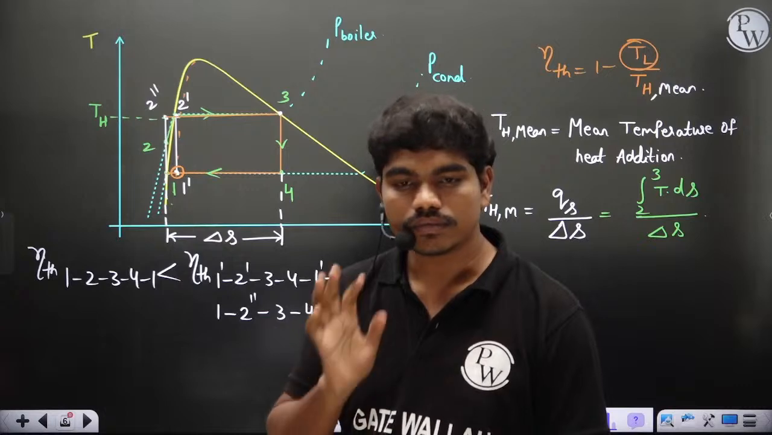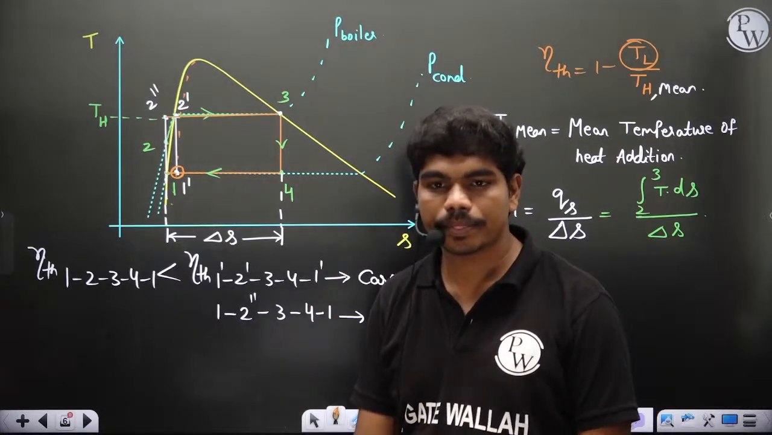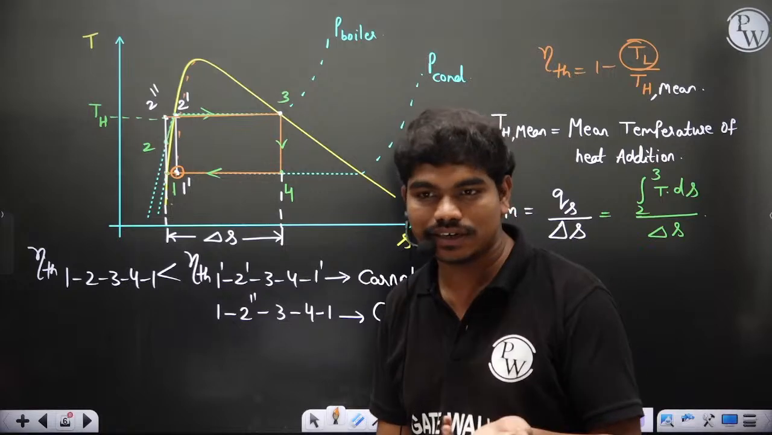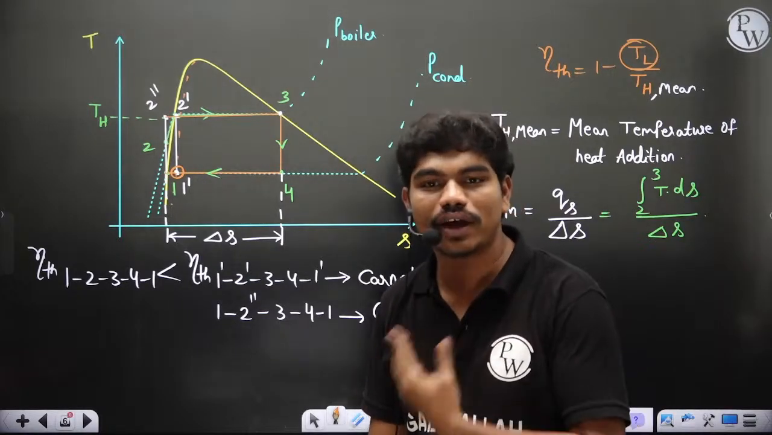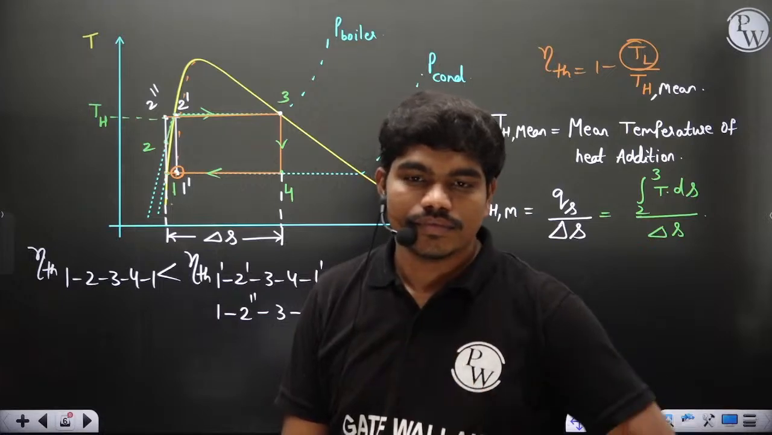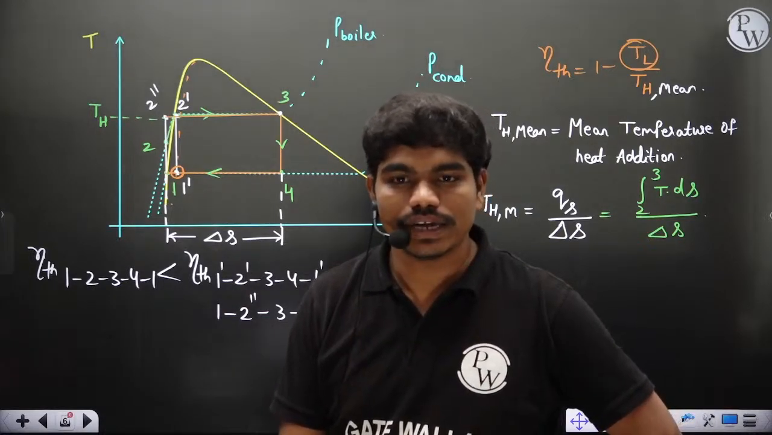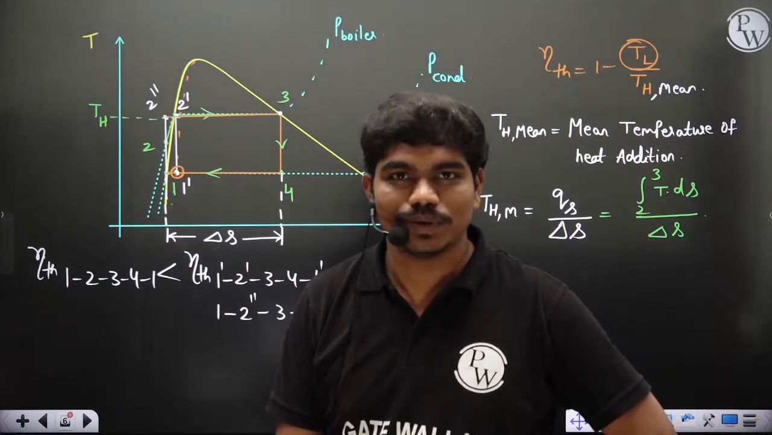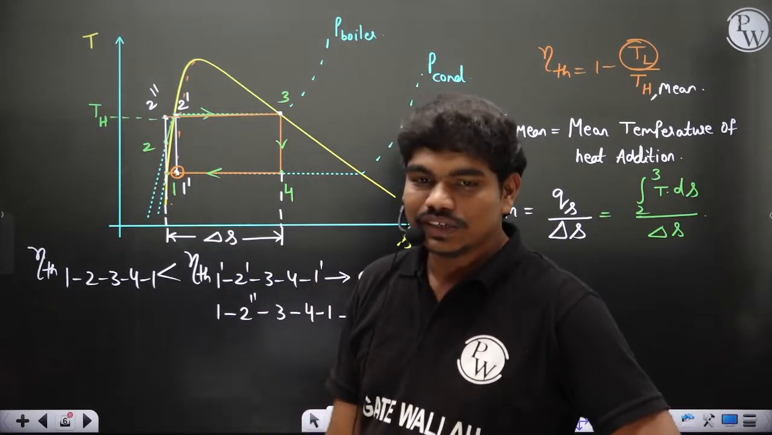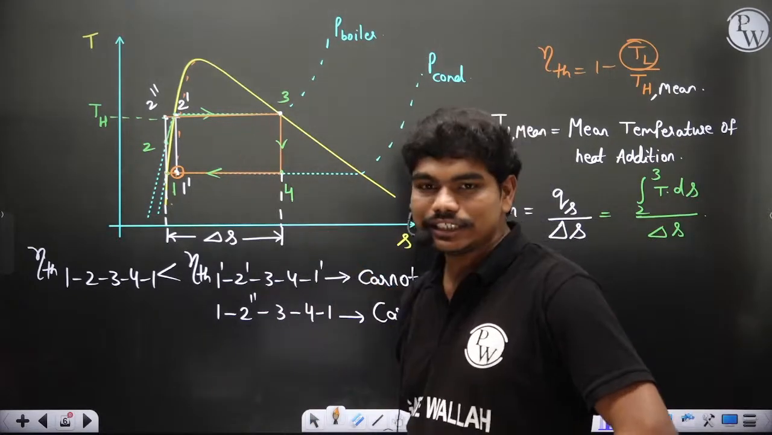Understood? Okay. Please type in the chat box here. Did you understand this or not? Why you cannot do 1'-2'? Okay, yes or no? Yes? Okay, fine. So 1'-2' is eliminated.